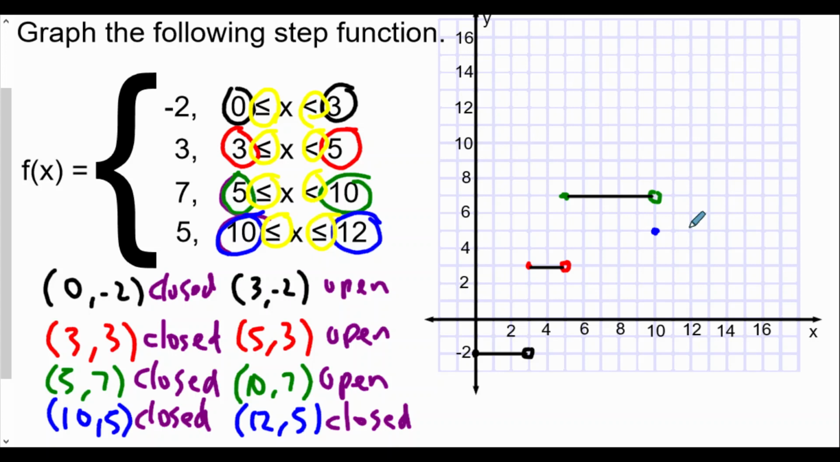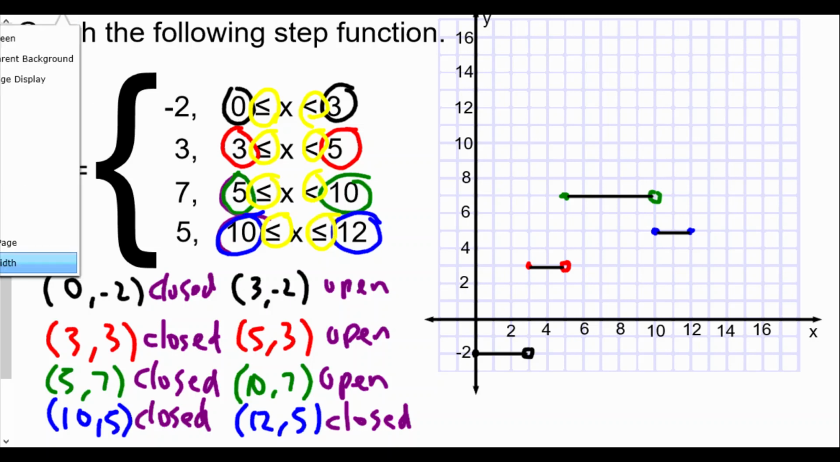So plot 10 comma 5, and that's closed, and go to 12 comma 5, and that'll be closed as well. Connect it with the line segment, and there we go. All right, and that's the end of question number 4.